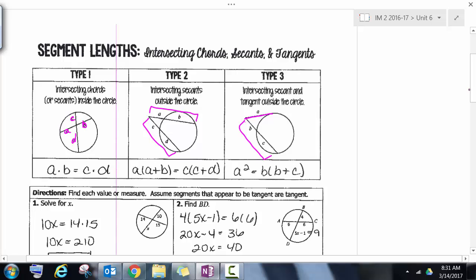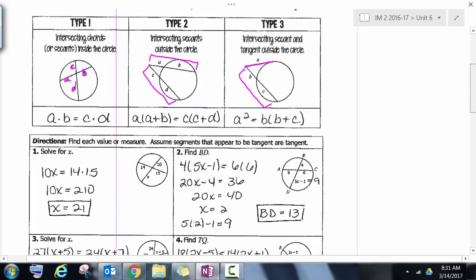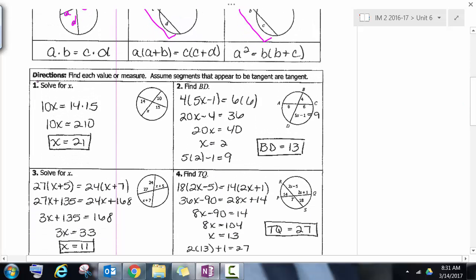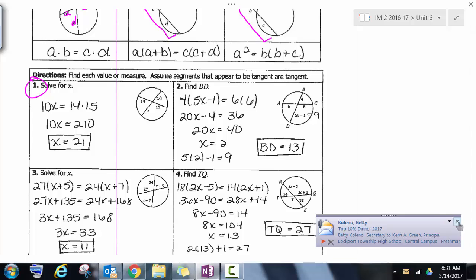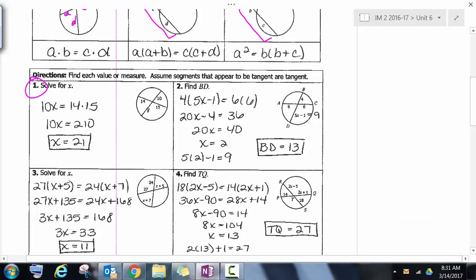So those are the formulas or equations we're going to deal with. So we're just going to look at a couple of these. Number one, it's a chord-chord segments problem. So 10 times x equals 14 times 15. So 10x equals 210. Divide by 10, x equals 21. Pretty straightforward.